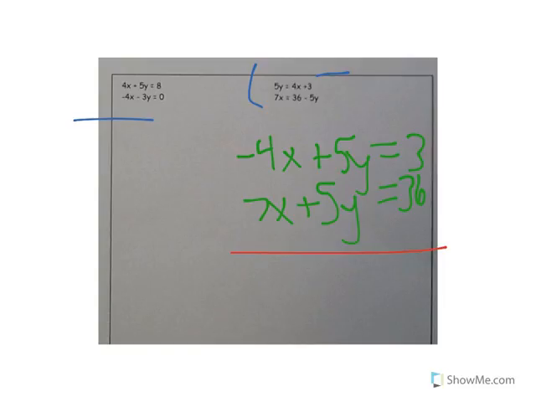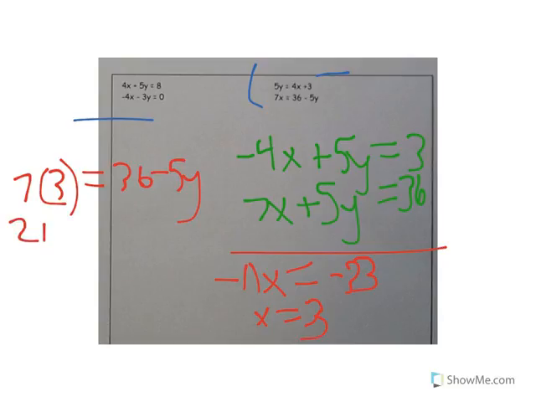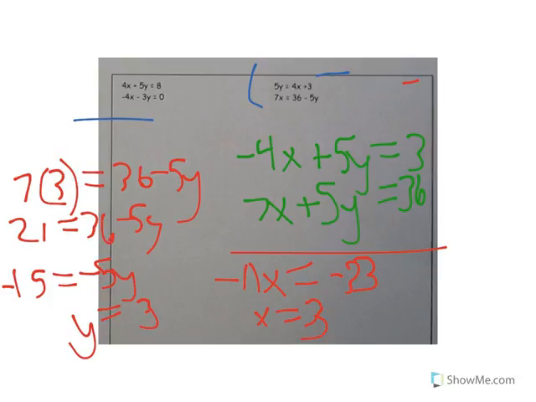I can subtract from both. When I subtract from both, I've got my 5y and my 5y. They cancel each other out, so I'm left with negative 4x minus 7x, so that's negative 11x is equal to 3 minus 36, so that's negative 33. So x is going to be equal to 3. Plug that into one of the original equations, and I end up with 7 times 3 is equal to 36 minus 5y. 21 is equal to 36 minus 5y. Subtract 36 from both sides, you end up with negative 15, excuse me, is equal to negative 5y. So y is going to be equal to 3. So my point is going to be (negative 3, 3).